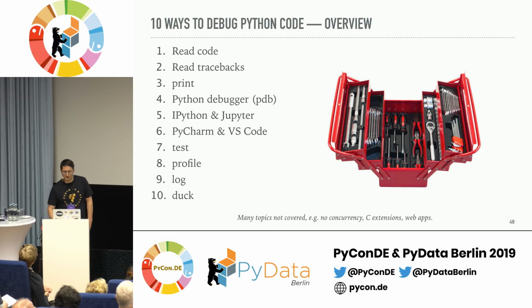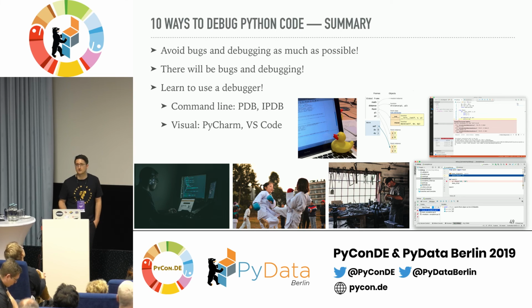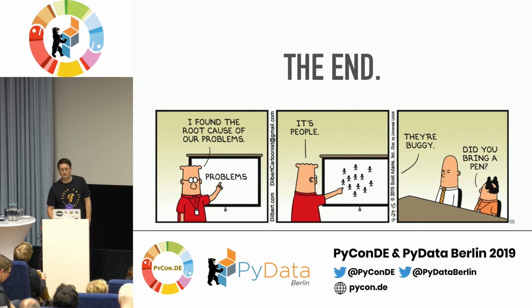Exactly. So just to wrap up, these are the 10 ways to debug Python code that I quickly mentioned. Like I said, many topics are not covered here, and if you want to learn about any of them, you will have to follow up by yourself. And this is just the summary. You should avoid bugs and debugging as much as possible, but there will be bugs and debugging, so you should learn to use a debugger. If you prefer to work on the command line, there's pdb and ipdb, and if you like to use an IDE, then you have PyCharm or Visual Studio Code with a visual debugger. That's it.